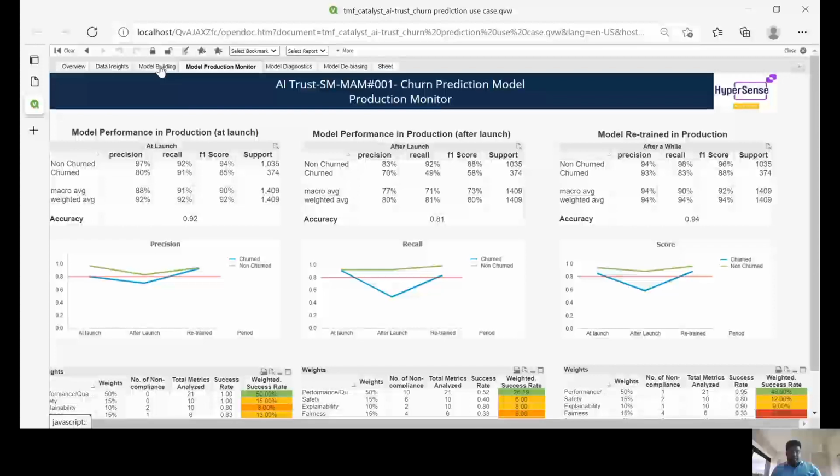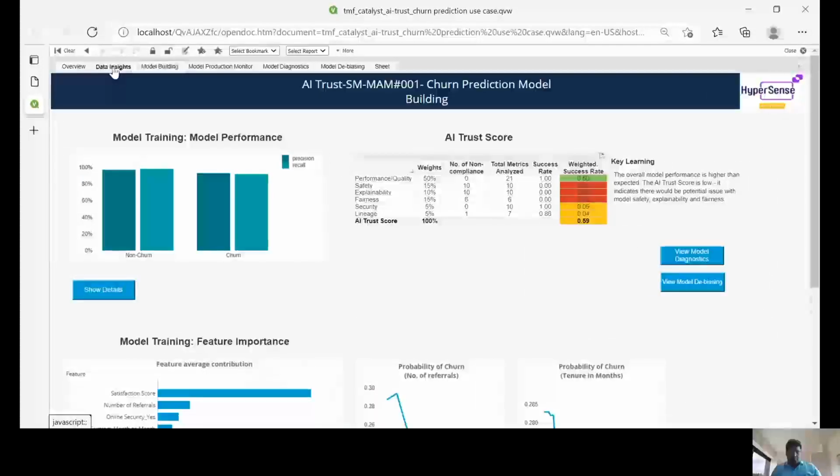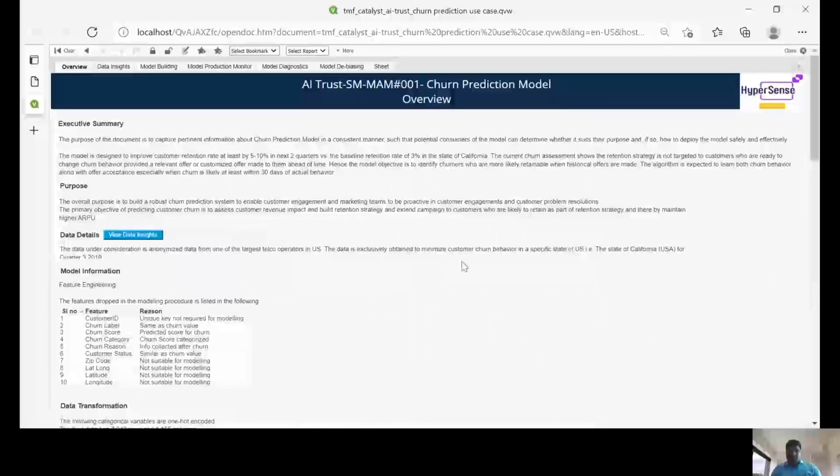Okay, I hope I've been able to illustrate how we have demonstrated this AI trust framework on this particular use case. We'll be happy to take any questions, feedback, or comments on this. Looking forward to it. Thank you so much for your time.